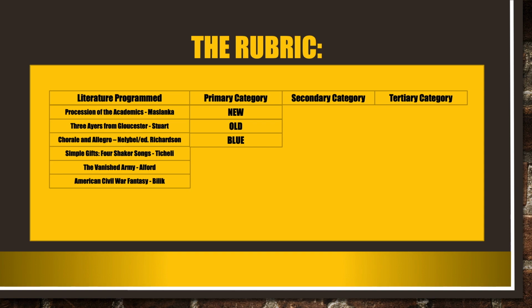Next is Vaclav Nelibel's Chorale and Allegro. Most of you probably aren't familiar with this work because it's unpublished, but it is in a minor key. It has some very angry sounding things to it because of that minor key. So I placed that in my blue category, and I actually chose that work, as we mentioned earlier on in the presentation. I slipped that work in there last.